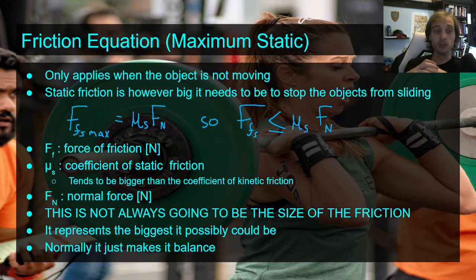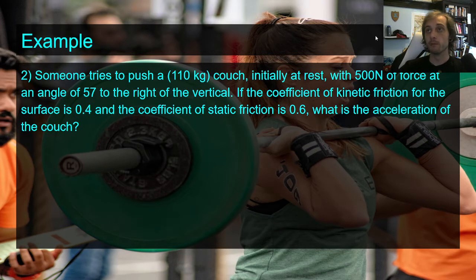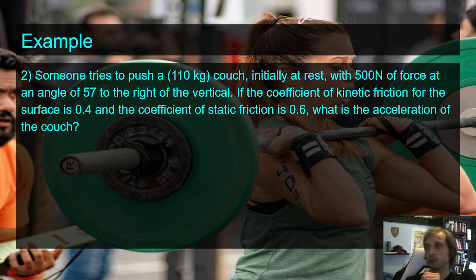So again, mu is the coefficient of friction. In this case, the S tells you that it's static. Typically, this is bigger than for kinetic. Fn is normal force. And this thing is not always going to be the size of the friction. It's telling you as big as it could possibly be. Usually it'll just make it balance the same way that normal force does. Or I guess make the situation work the same way that normal force does.